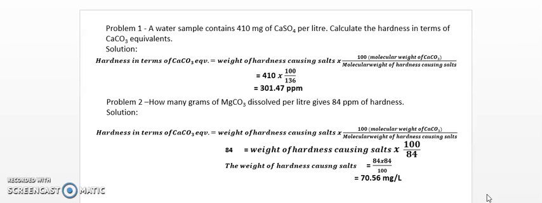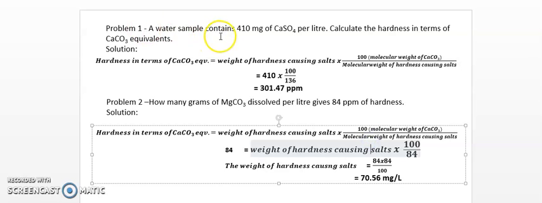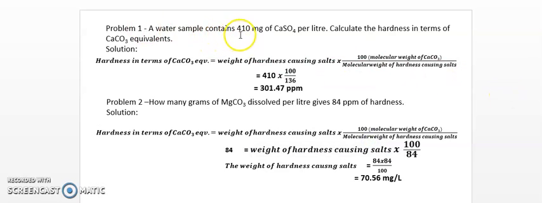Here is a problem. A water sample contains 410 milligram of calcium sulfate per liter. Calculate the hardness in terms of calcium carbonate equivalent. So, we apply the formula of hardness calculation in terms of calcium carbonate equivalents: weight of hardness causing salt multiplied by 100 divided by molecular weight of hardness causing salt.